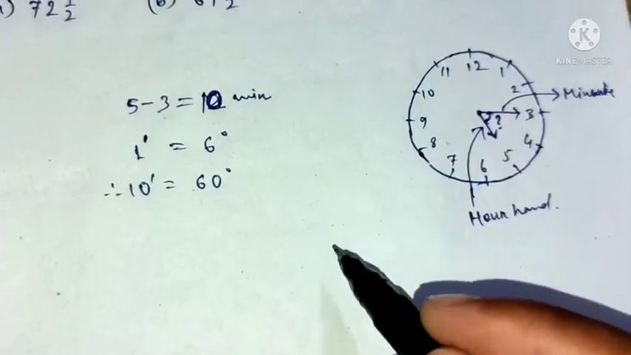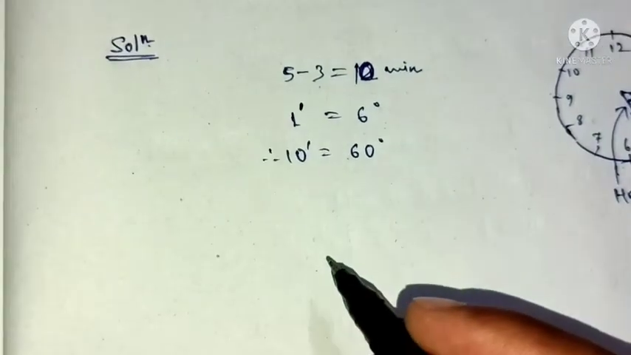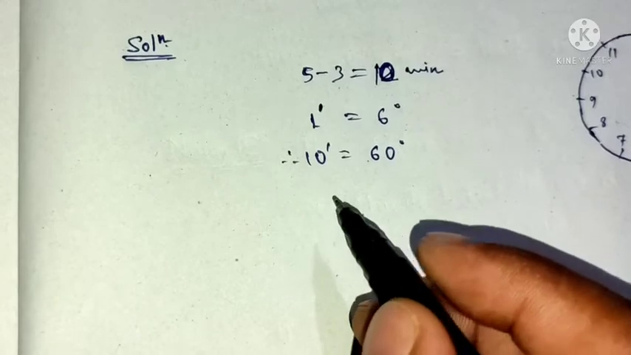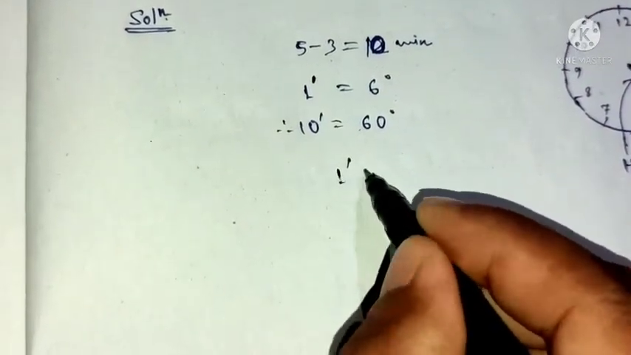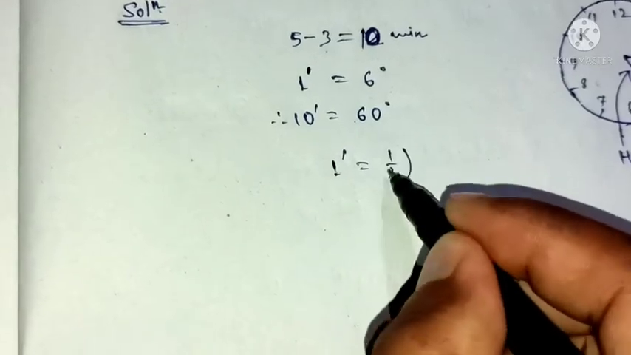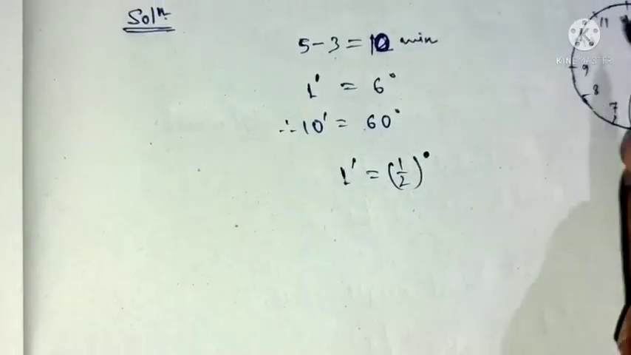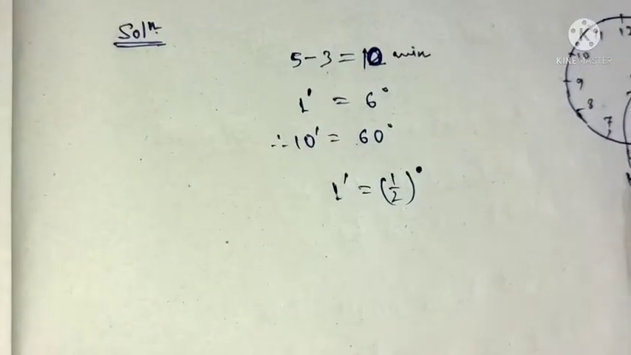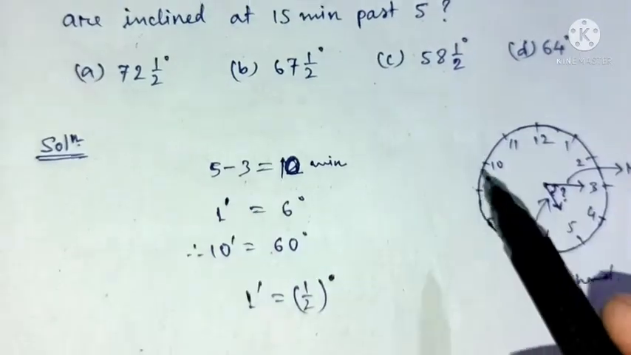So how much it is gone away with, that should be find out. In 1 minute, how much angle is traced by an hour hand? In 1 minute, 1 minute में कितना होता है? 1 minute में ½ डिग्री होता है. तो हम लोग का कितना मिनट हो गया? 15 मिनट्स ज़्यादा हो गया. 15 मिनट्स पास्ट 5. दैट मीन्स 15 मिनट ज़्यादा हो गया.